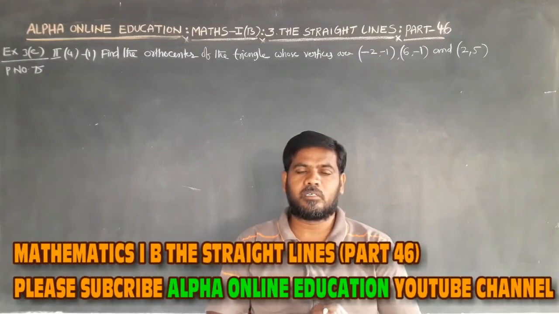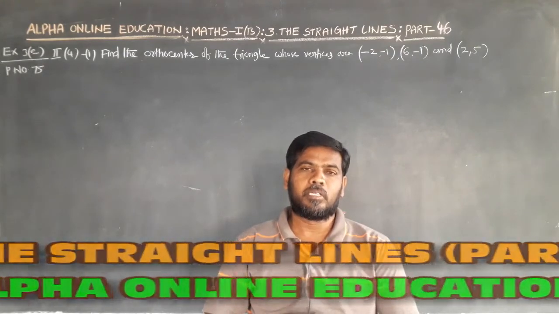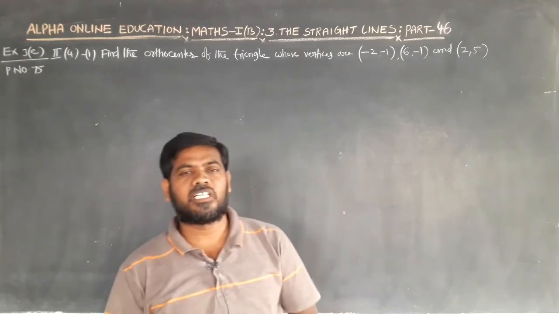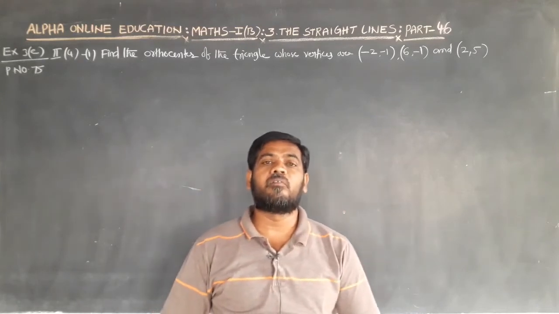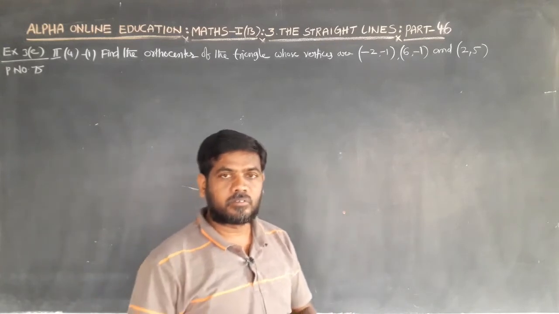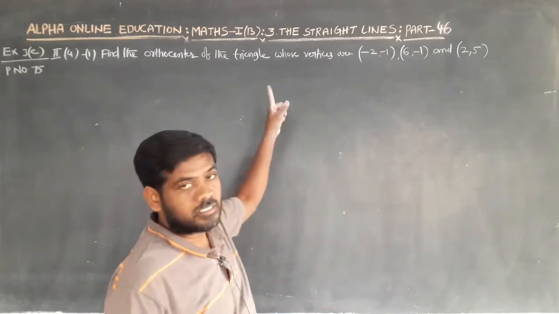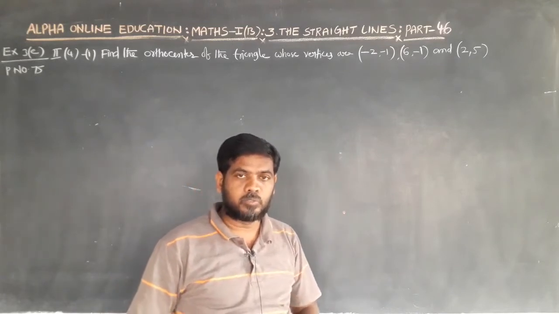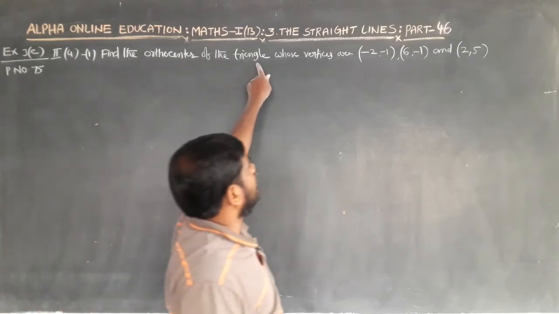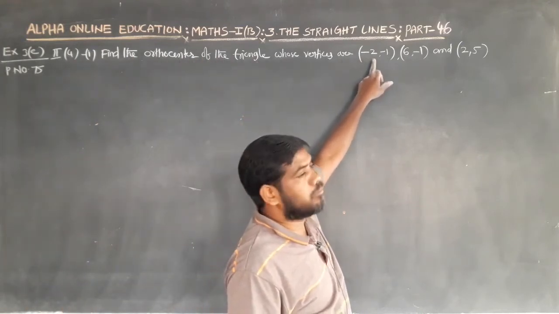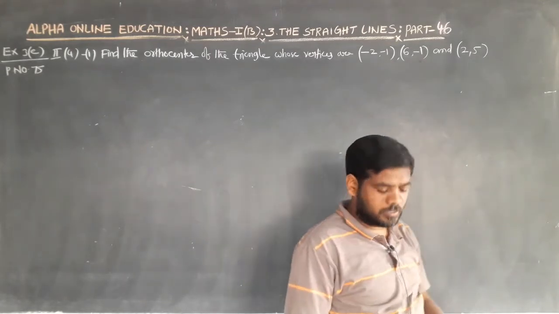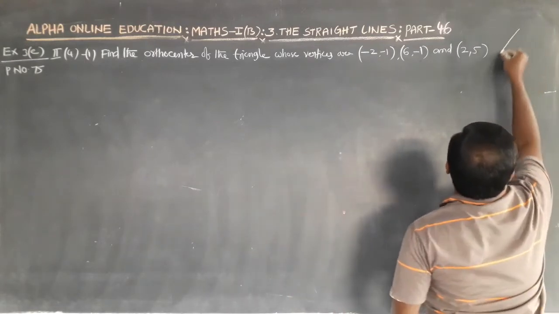Also we solve one problem by the method of orthocenter of the triangle, finding the orthocenter of a triangle given that vertices. Exercise 3, third chapter, the straight lines. 3, Roman number 2, fourth bit. First problem, find the orthocenter of the triangle whose vertices are minus 2 comma minus 1, 6 comma minus 1 and 2 comma 5. This is the triangle.